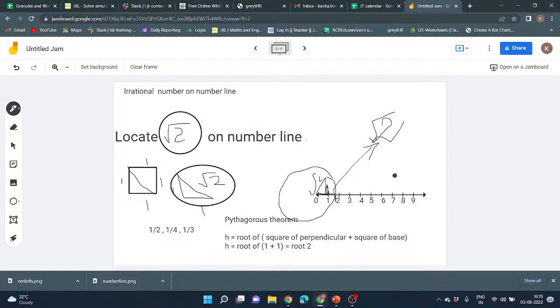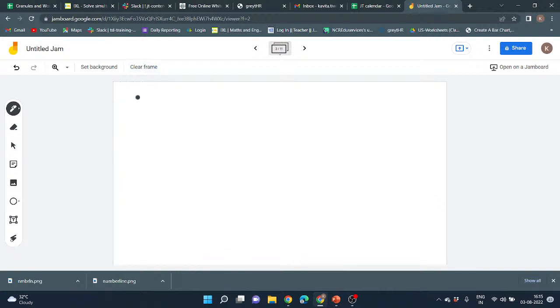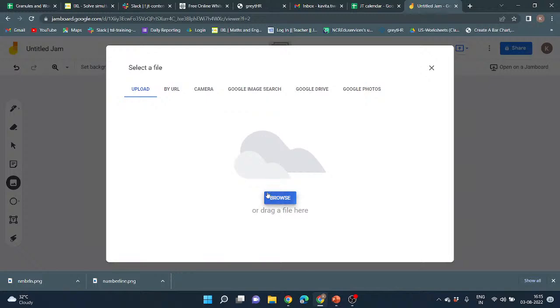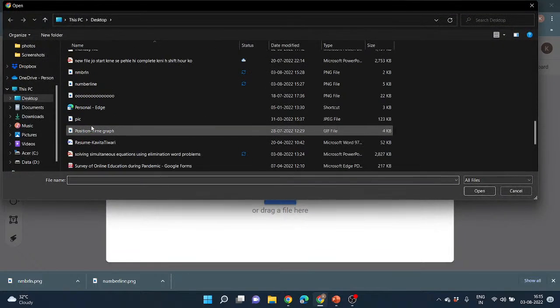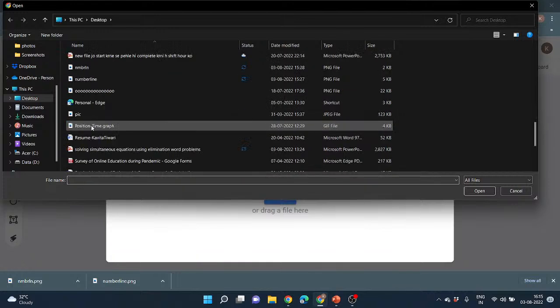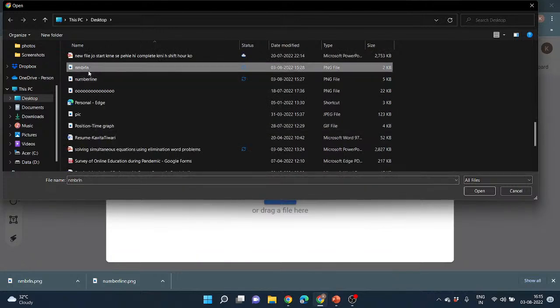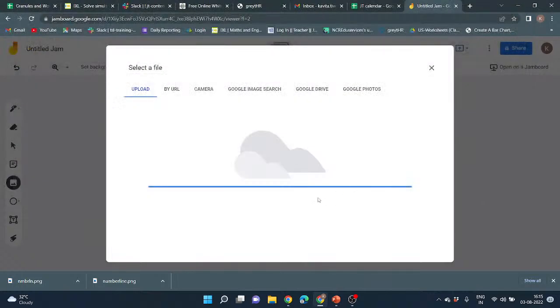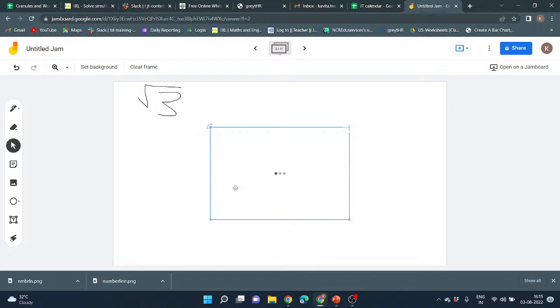And similarly we can locate other numbers as well on the number line. Let's say we need to locate root 3 on the number line. So for that, let's have a number line first. Here is the number line.